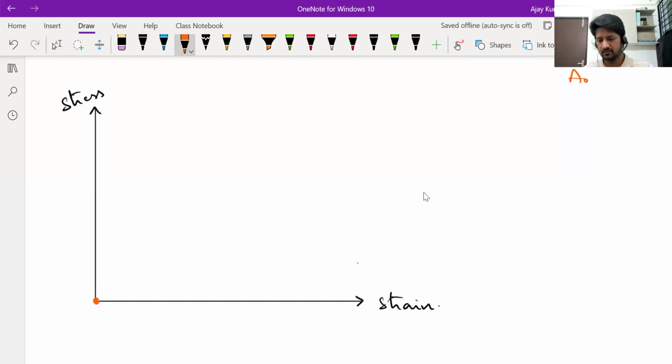You will see that the strain produced will increase proportional to stress up to a certain extent. As you increase the stress applied, the strain also increases, meaning the deformation increases. And you will also see that if you remove the stress applied, the wire will go back to its original shape. This property of going back to original shape is called elasticity.